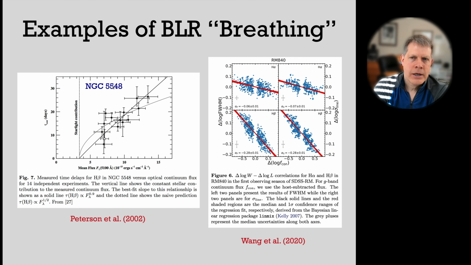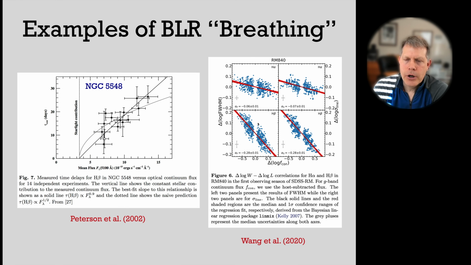Here it is for this system NGC 5548. And basically you can see as the mean flux goes up, it appears that the time lag, which is telling you, again, the characteristic size of the broadline region, gets bigger. Okay, so this is this breathing phenomenon where the broadline region appears to be expanding and contracting following the flux or the luminosity of the system.